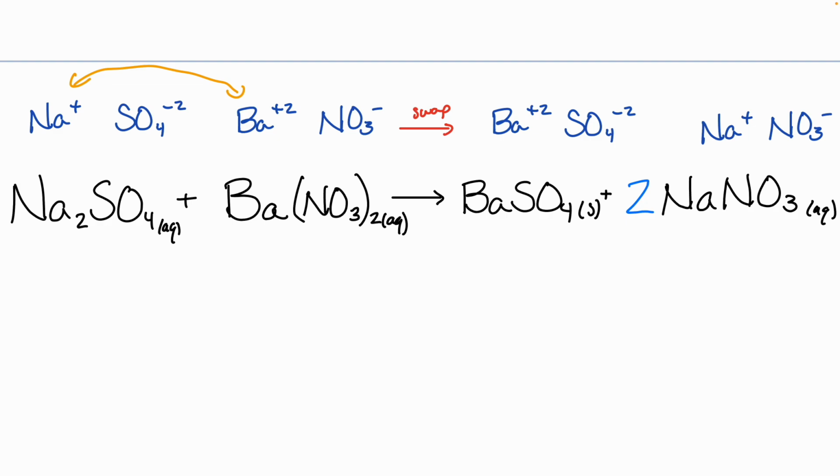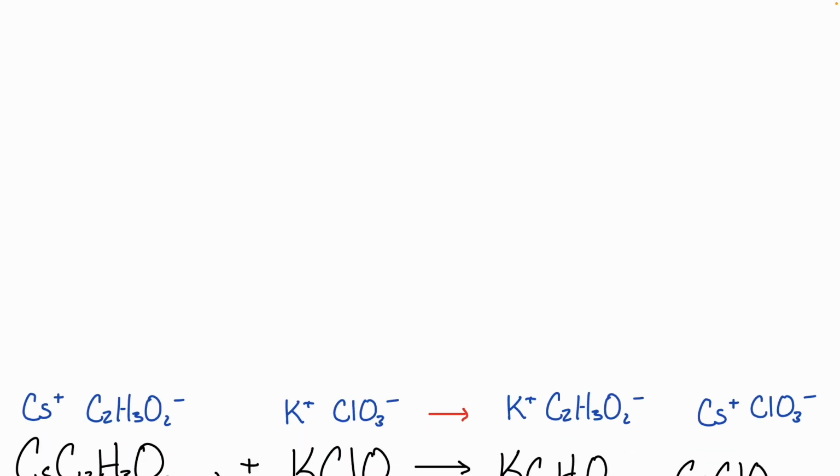Okay, so again, given these two solutions that we mix together, we can predict the products of these precipitation reactions. We do our double displacement swap to get our compound formulas, and then we look them up on our solubility table.